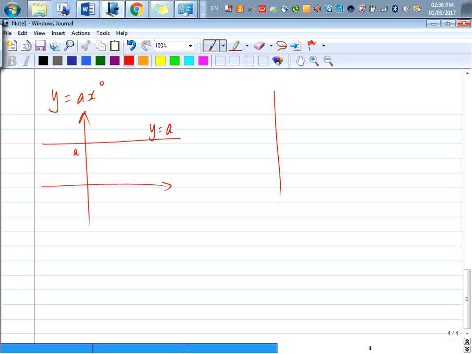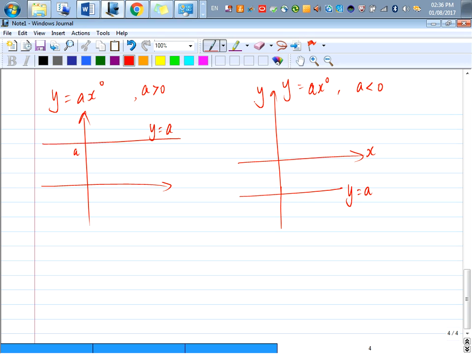Okay? Then when we have y equals, okay, this is a greater than 0. When y equals ax power 0 again, but this time a is smaller than 0, then I'll have this line, y equals a also, but it is below the x-axis. Is this part confusing or not? The a positive, negative part? Not confusing. You can actually replace them with numbers yourself. For example, over here, a could have been maybe equals 3, for example. Maybe over here it could have been negative 3. Okay? That is for y equals ax power 0.